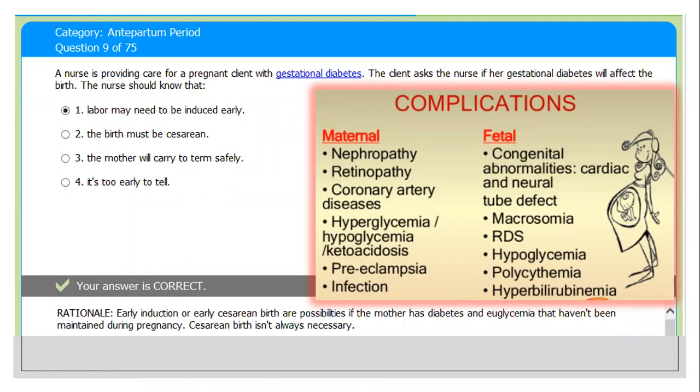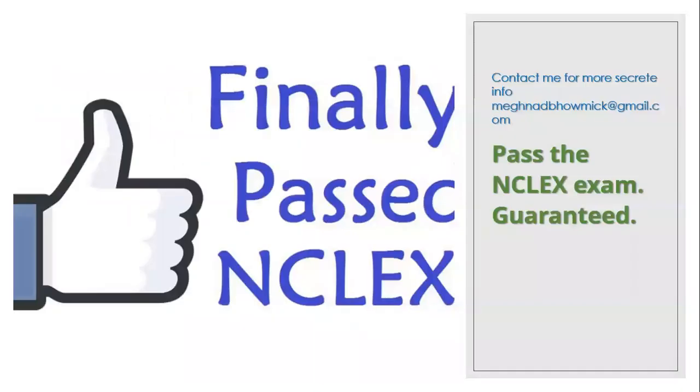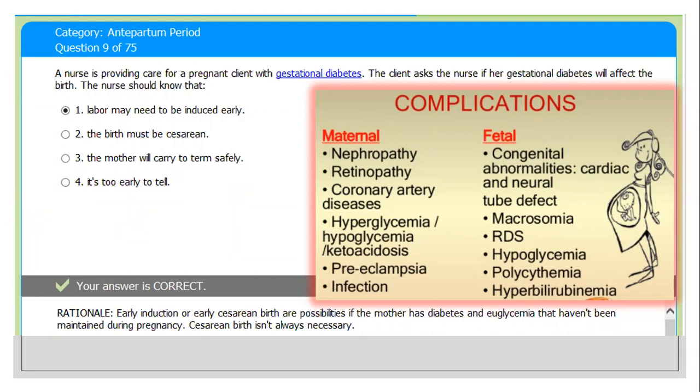So if uncontrolled, it may lead to complications such as heavy birth weight in the baby. So the baby is bigger than normal. We call it macrosomia, or the baby develops respiratory distress syndrome, hypoglycemia, polycythemia, hyperbilirubinemia, or congenital abnormalities like cardiac or neural tube defect.